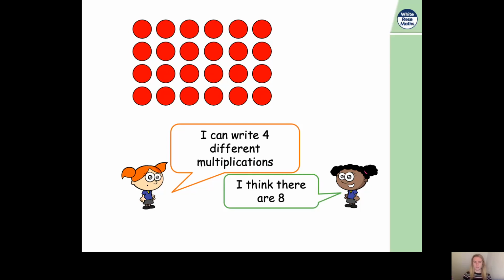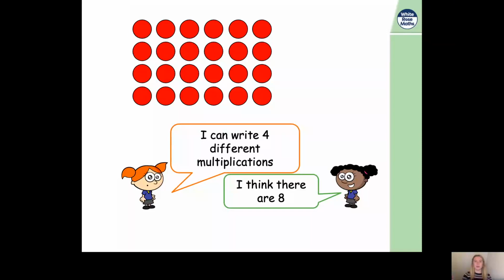Now let's do some problem solving. Well, I'll start you off. I can see that there are 24 counters there. So we could say that there is one group of 24. So we could say 1 multiplied by 24. Now, are there any others? Pause the video and have a think.